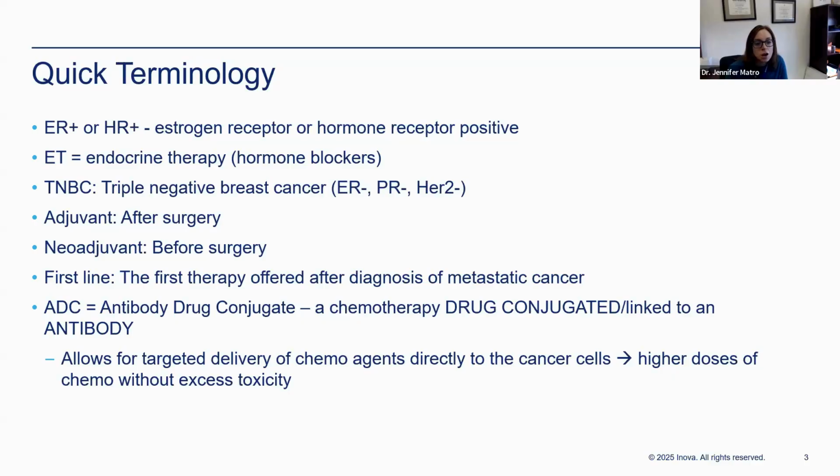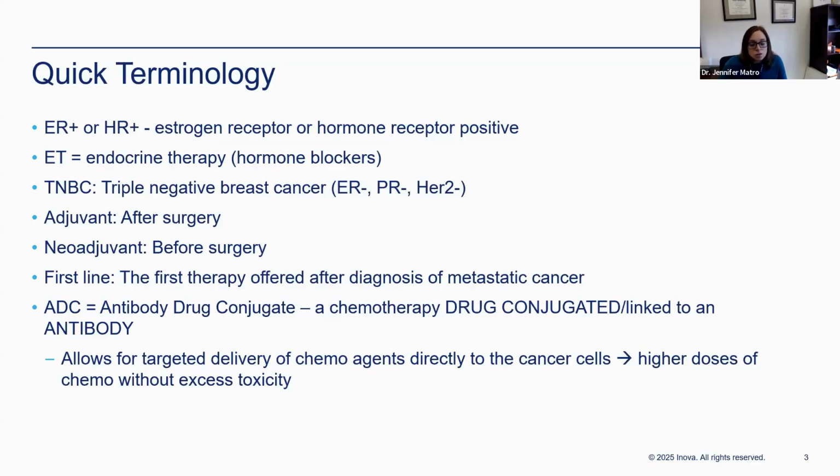ER positive or HR positive, this is estrogen receptor or hormone receptor positive. Those are the cancers that are fed by estrogen and that we treat with endocrine therapy or ET, hormone blockers, anti-estrogens. Those are all different terms that we might use in clinic. TNBC is an abbreviation that's short for triple negative breast cancer. This is where the ER, estrogen receptor, progesterone receptor, and HER2 are all negative. And on the next slide, I'm going to just show an illustration about what that looks like.